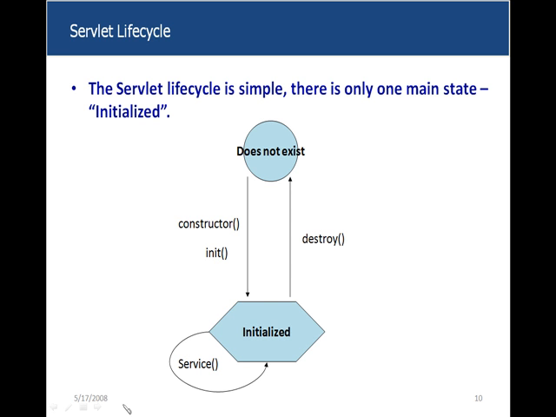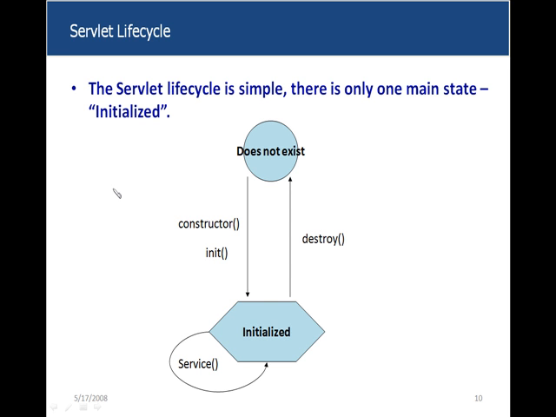Okay. So basically there's only one state for a servlet, and that is the initialized state. A does not exist state is merely a void state. It's not a state in real terms. So let's discuss how the state moves from does not exist to initialized, and then how the servlet state is again changed from initialized to does not exist.